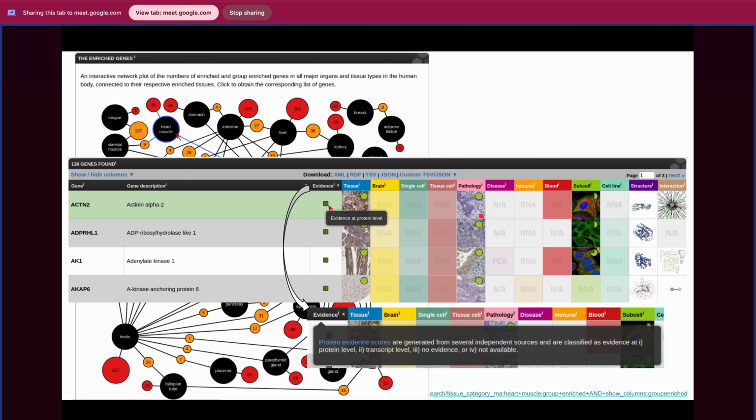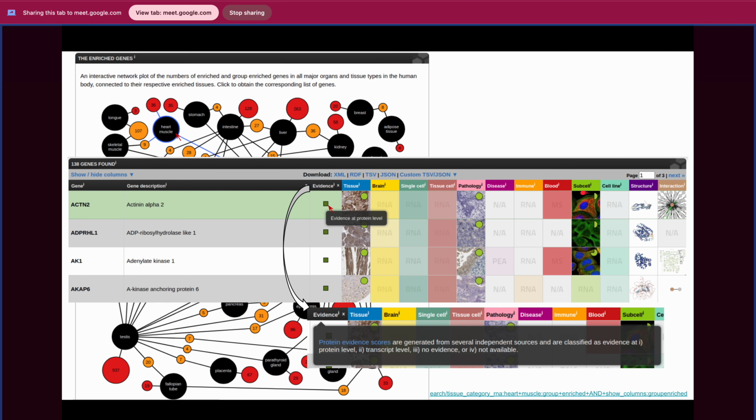For pathology, you can click on pathology to find to which disease this particular gene is associated. Similarly for disease, here N is written, which means not any, that it was not identified in any of the diseases. Similarly in immune cells also, RNA level evidence is available. For the blood, they have mass spectrometry data, which means that protein level evidence might be available.